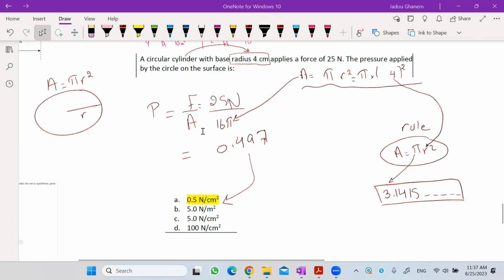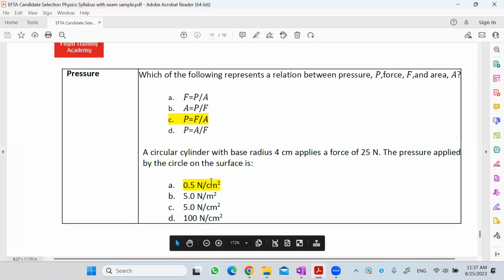So, in order to solve the pressure, you must find F and A and substitute the values, and you will get here that 0.5 is the correct one. Okay. Let's check if there is any other options.